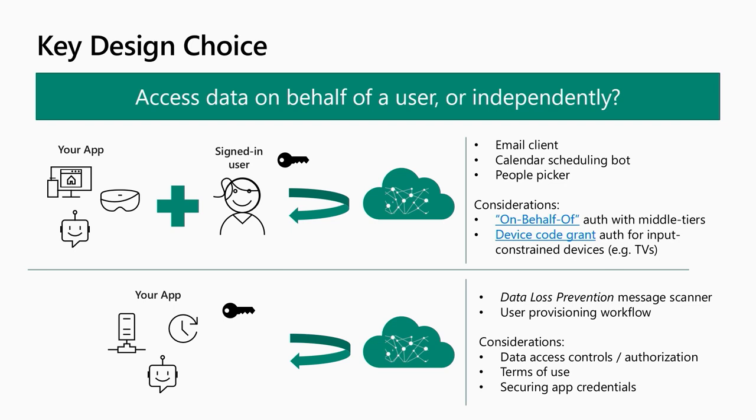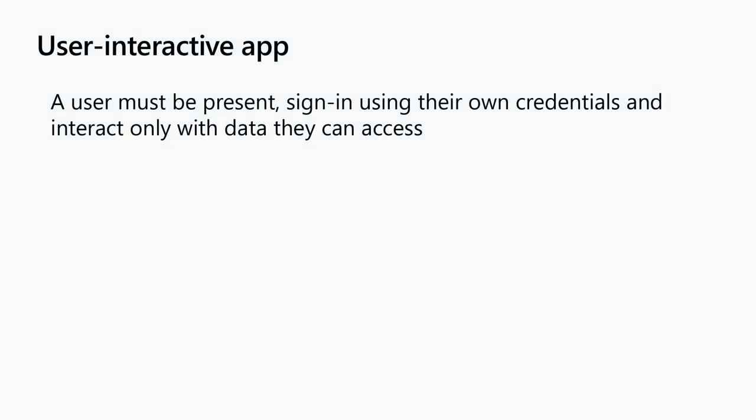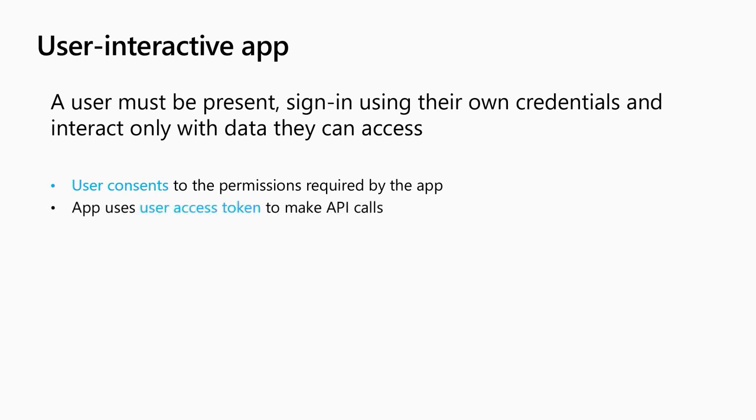Let's deep dive on this a little bit to make it clear. So first, let's walk through a user interactive app. There's a user present, they sign in, and interact only with the data that they can access. What this looks like is that the user will consent on first use to the permissions that your application has defined. Only after that consent is granted is the app able to request access tokens, and they are user access tokens.